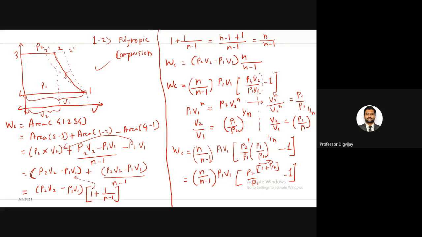So I'll continue this derivation. I hope you are writing with me. If you are not writing, then please try to recover it from the notes. I will provide the notes also.